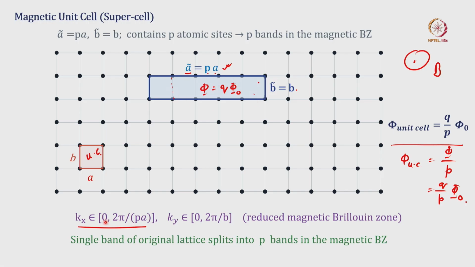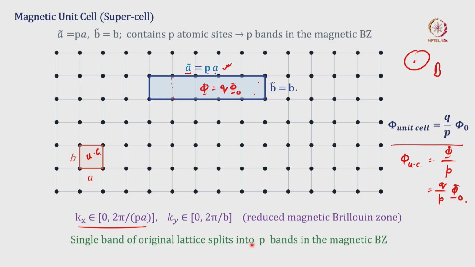So, then we will have the kx. When the magnetic unit cell increases by p times, the Brillouin zone should be reduced by p times, and that is what the reciprocal lattice vector does. We just increase the length of the unit cell by p times. So, your magnetic Brillouin zone has reduced by p, whereas along the y direction it remains the same. So, this is the reduced magnetic Brillouin zone we will get.